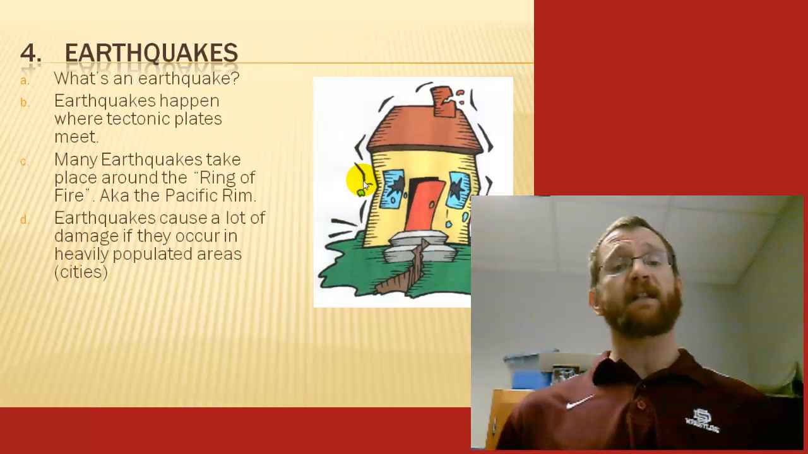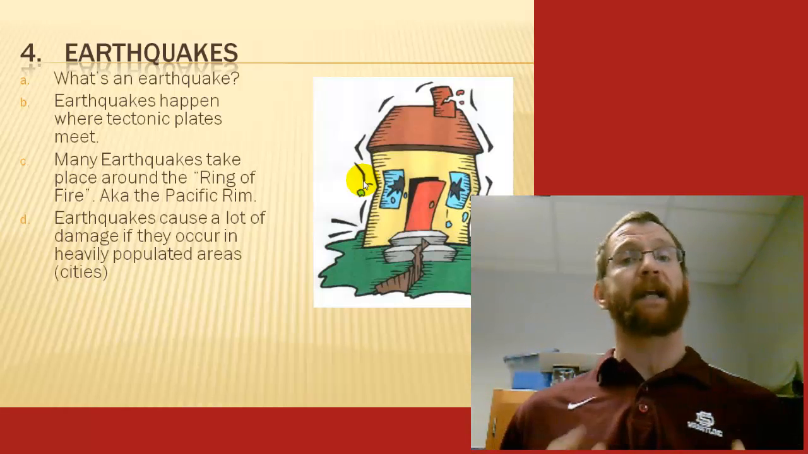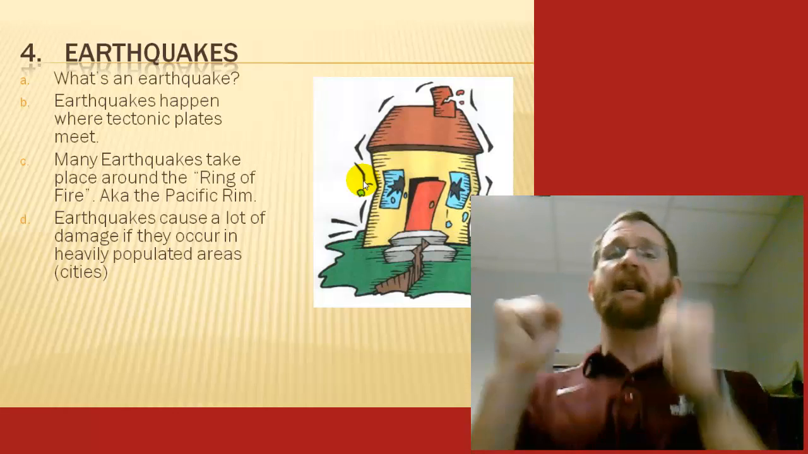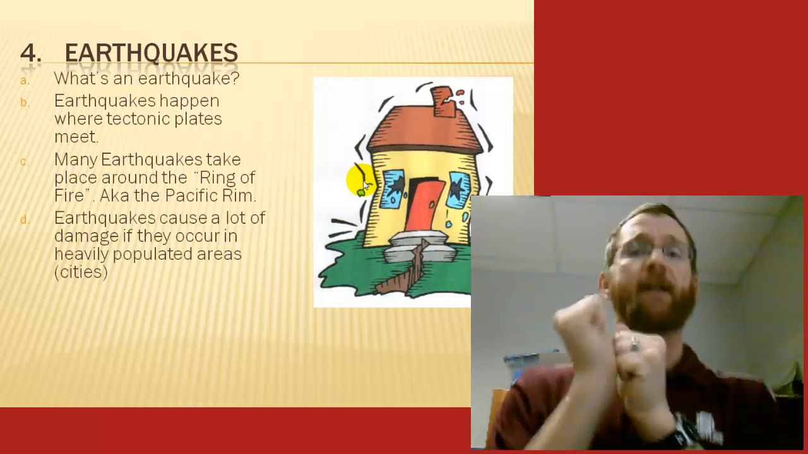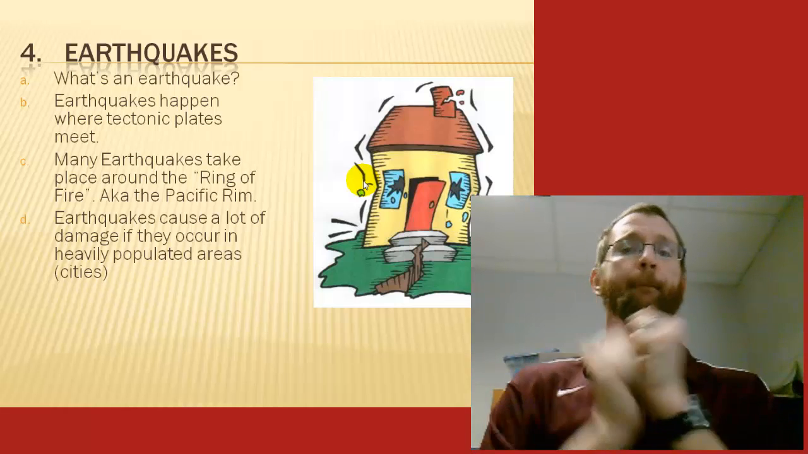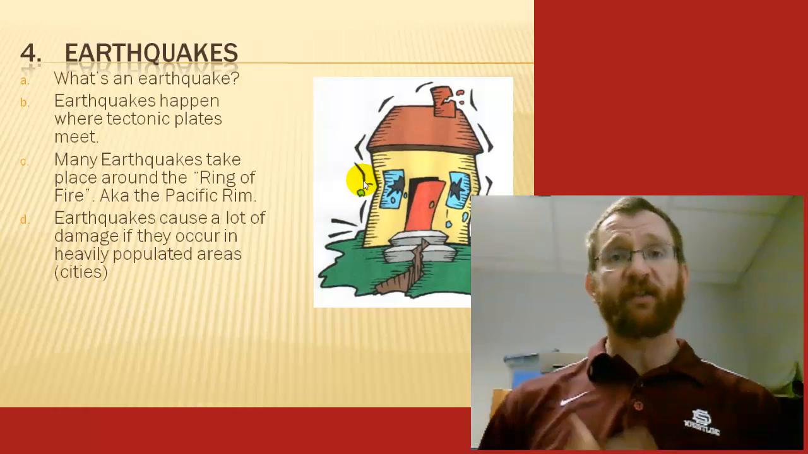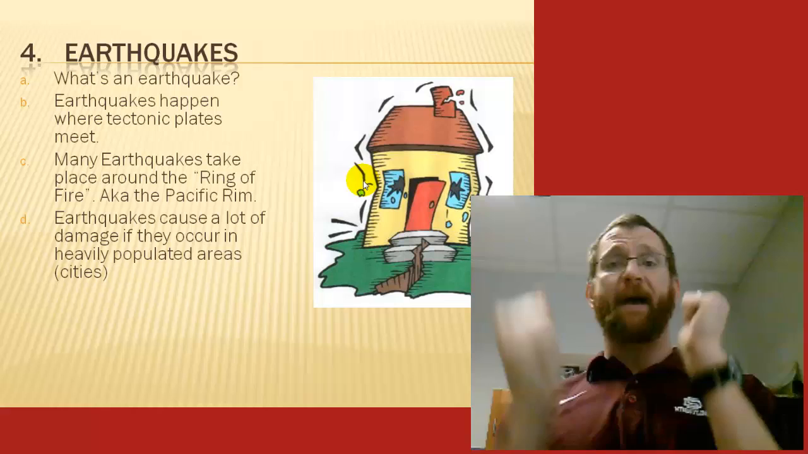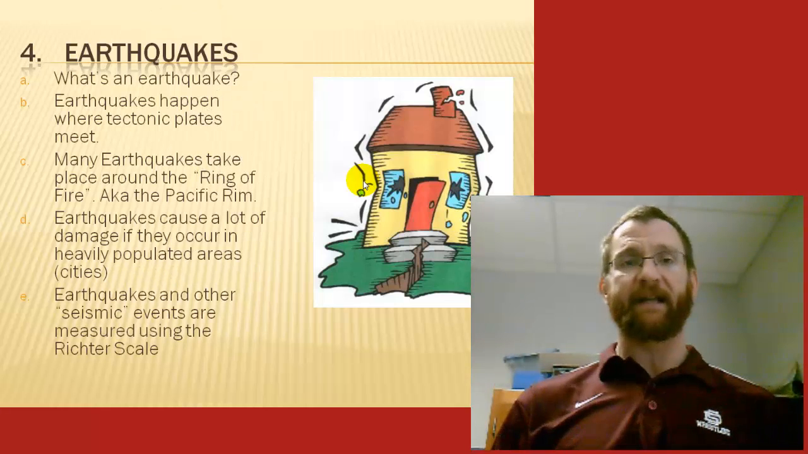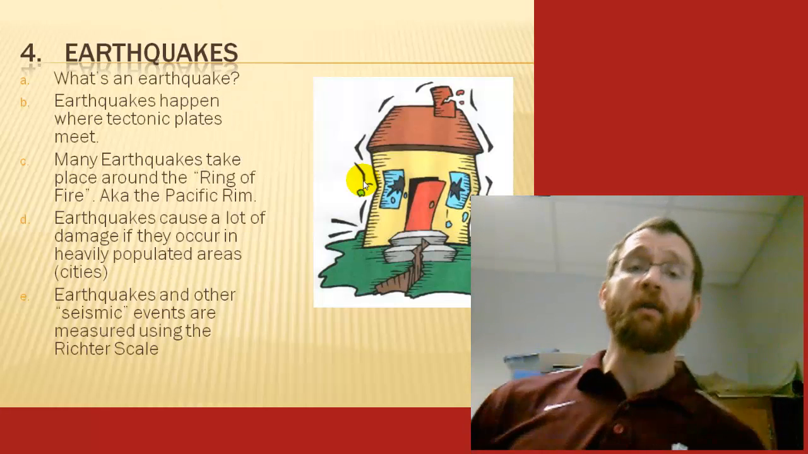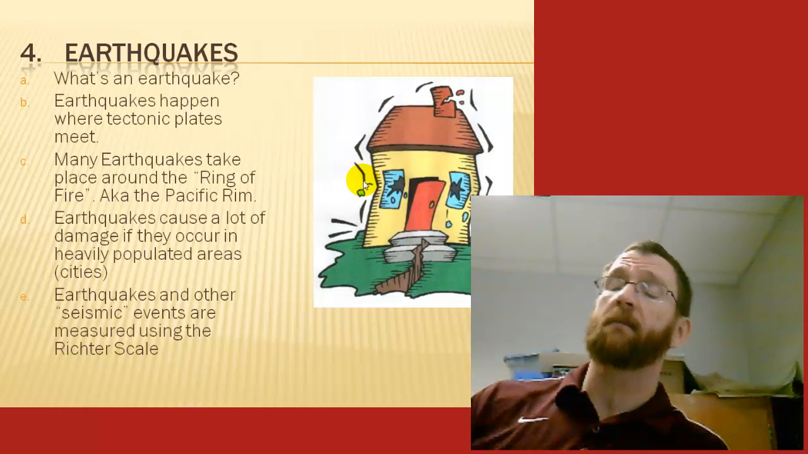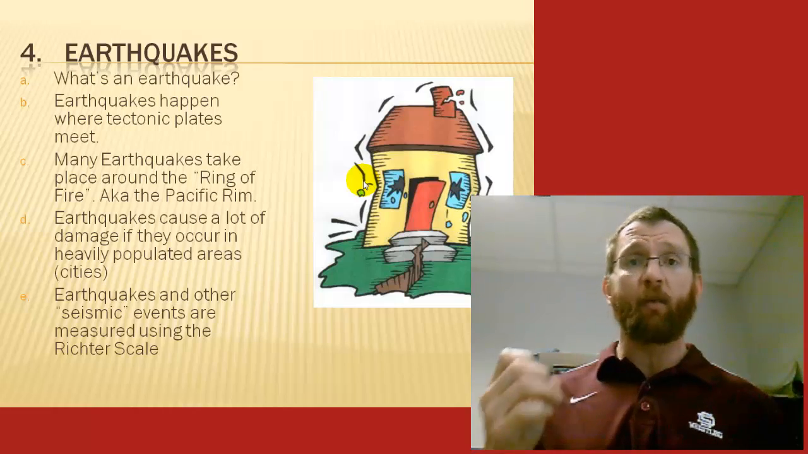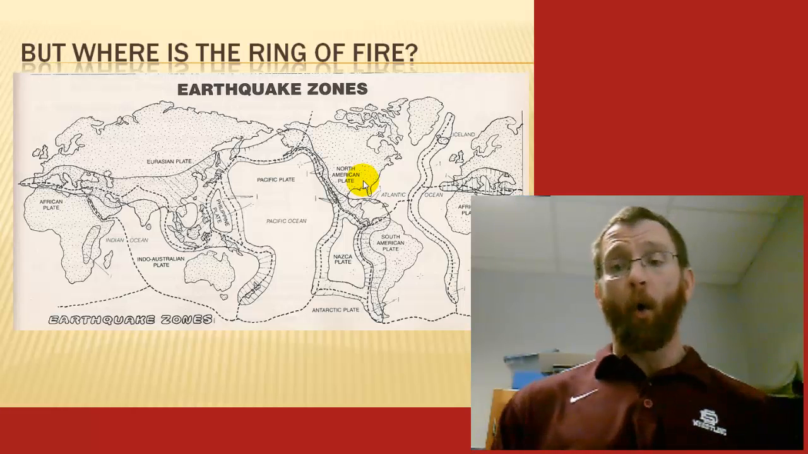Earthquakes can cause a lot of damage if they occur in heavily populated areas. Just like if two people are dancing on their own in the middle of the floor, nothing's going to happen. Only trouble happens and only big things happen when people start grinding up on one another like that. That's when stuff happens, when they actually meet to grind. If they're dancing like this, it doesn't really matter. If they're dancing like this, that's when things happen. Okay? Earthquakes and other seismic events are measured using the Richter scale. A seismic event is any event in which tectonic plates are moved or are shifting.